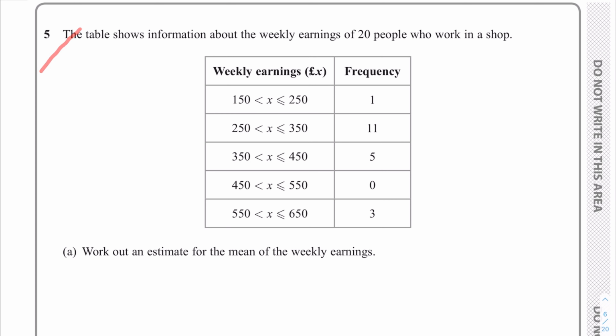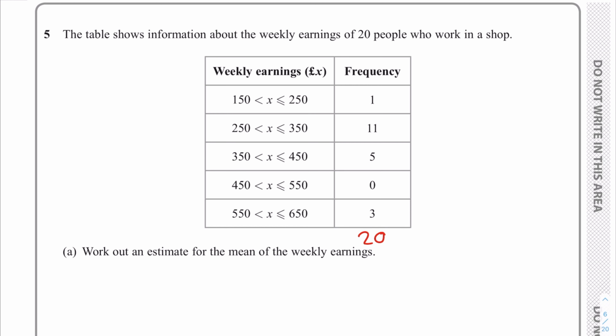The topic for this question is finding averages from a frequency table. We're given a table that shows information about the weekly earnings of 20 people who work in a shop. This should be the total of your frequencies. You can quickly add these up and you should get 20. If not, you're wrong with your addition. So let me just jot 20 down there so we don't forget.